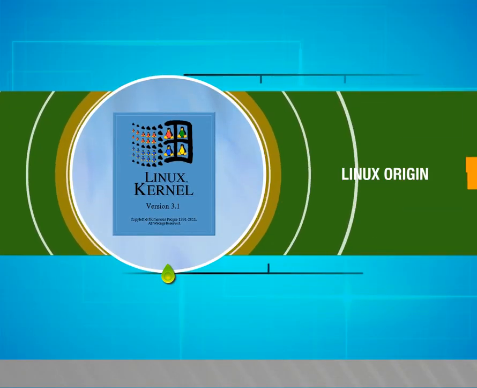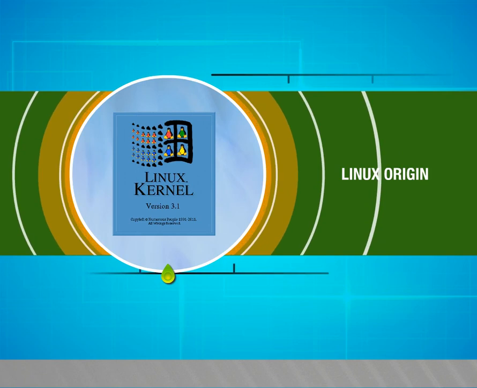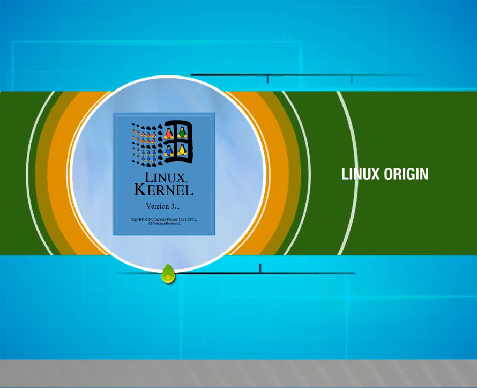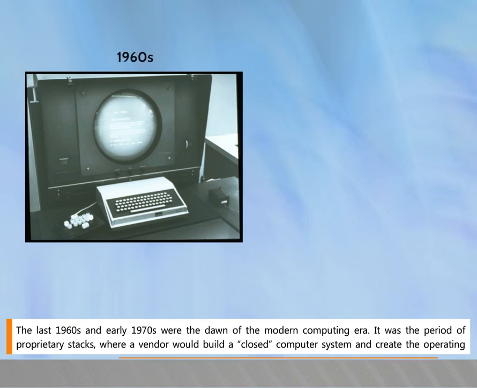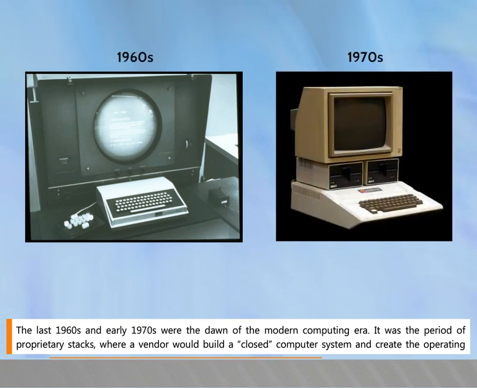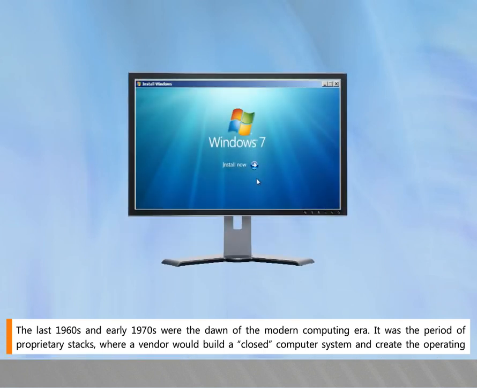Linux origin. In this video, we are going to see about Linux origin. The late 1960s and early 1970s were the dawn of the modern computing era. It was the period of proprietary stacks, where a vendor would build a closed computer system and create the operating software to run on it.